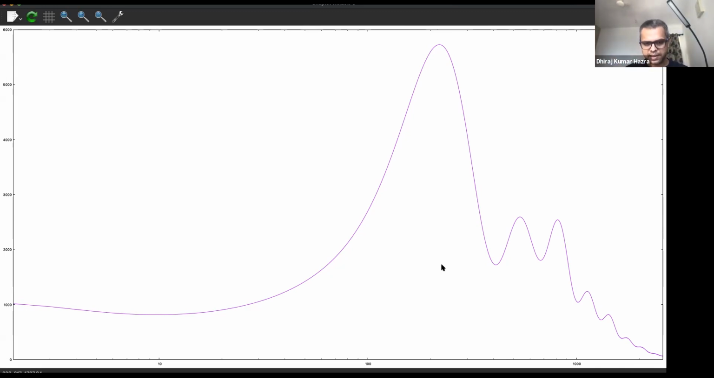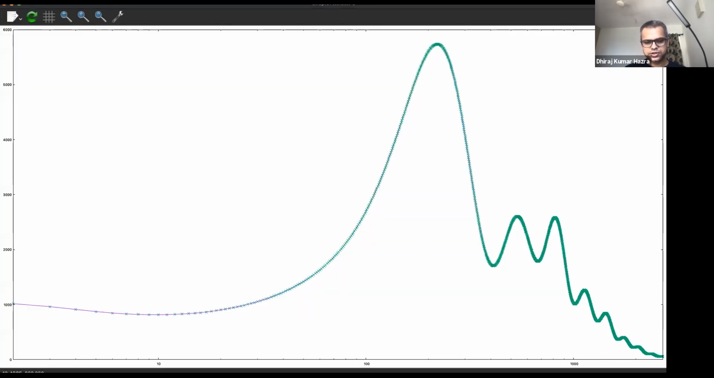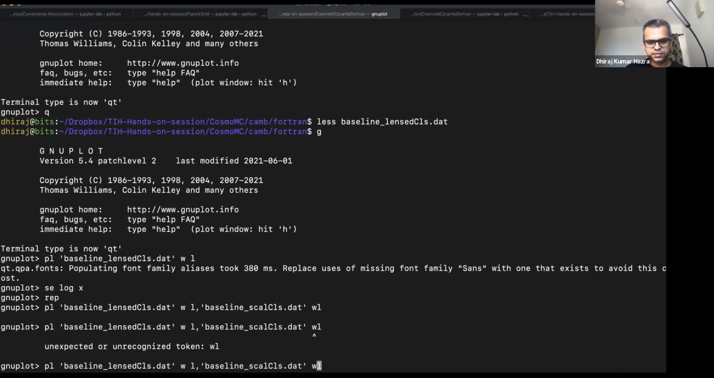Now I'm going back to the notebook. Okay, I'm going to show you how to do that. What I am doing is that I am just using GNU plot. See, I'm going to the GNU plot and I'm plotting baseline scales. Oh, sorry, I should plot it with the lensed one.